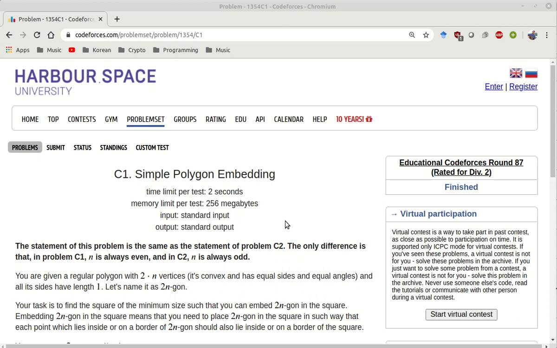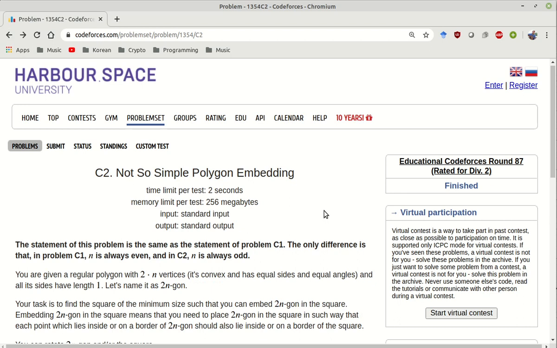And as I said, the problem comes in two versions. Simpler one is when n is even. So recall that we're looking at 2n-gon, which means that in this case the number of vertices of this polygon is actually divisible by 4. So that's the easier version of the problem, and a bit more complicated one is when n is odd.